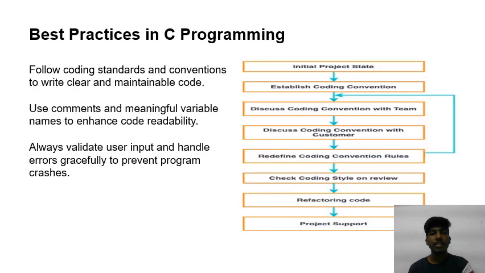Best practices in C programming. Follow coding standards and conventions to write clear and maintainable code. Use comments and meaningful variable names to enhance code readability. Always validate user input and handle errors gracefully to prevent program crashes.